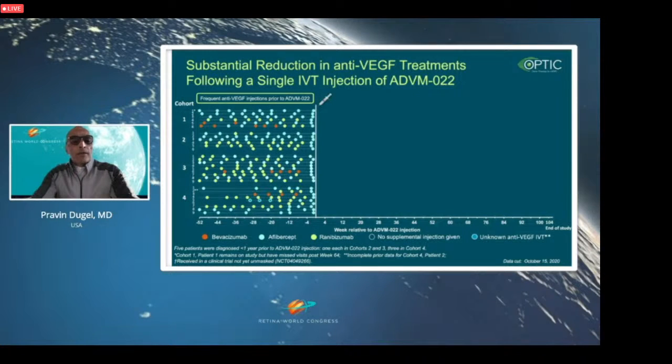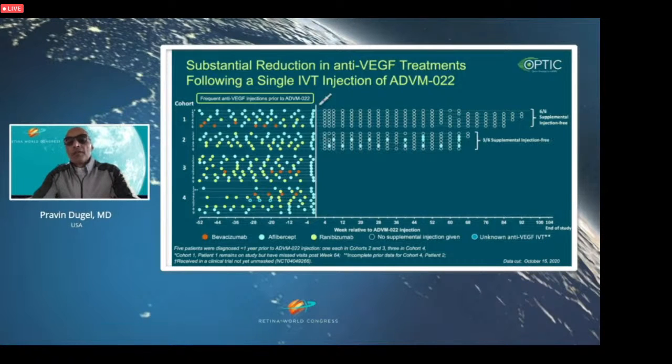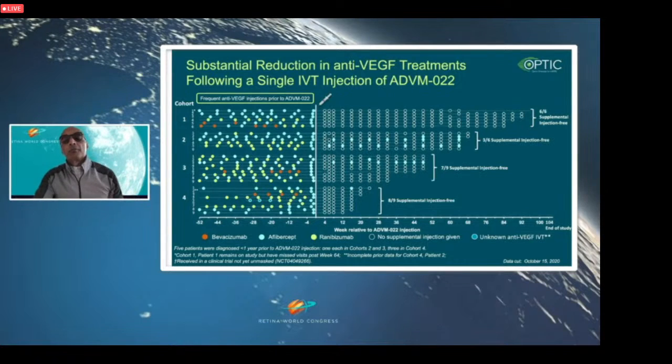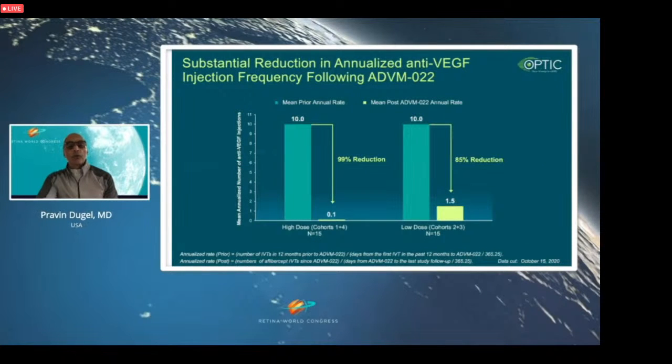And that's seen here by the dots that are prior to injections, and this is after the injections. And to me, when I saw this, this is extraordinarily impressive. In fact, almost miraculous. It's amazing how effective this is with a single intravitreal injection. Again, I emphasize this is an intravitreal injection. If you see in this graph here, there's a 99% reduction in the high dose of necessary injections, and there's an 85% reduction in the lower dose.